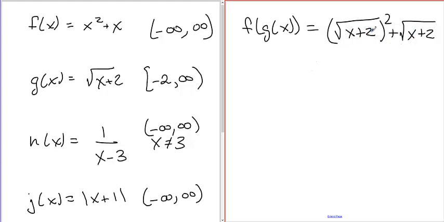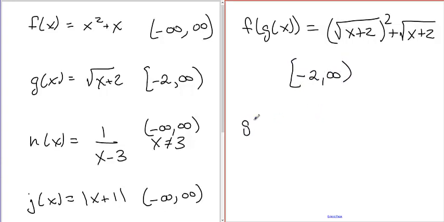So for you to be able to evaluate the square root of a number, the argument has to be greater than or equal to 0. So the domain for this composite function turns out to be the same as the domain for the square root function.